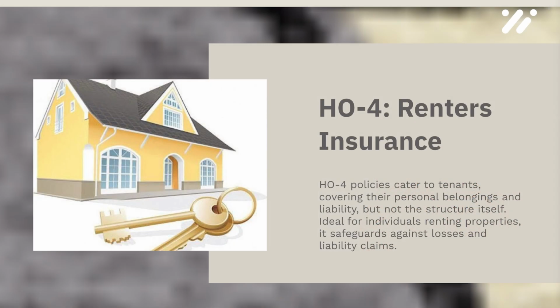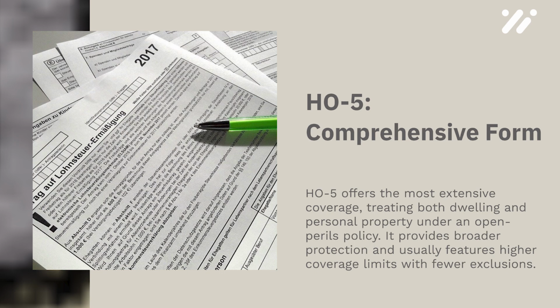HO4, which is the renter's insurance. It is designed for tenants, covering personal property and liability but not the structure itself. HO5, which is the comprehensive form. It provides the most extensive coverage where both dwelling and personal property are insured on an open perils basis. It typically offers higher coverage limits and fewer exclusions.